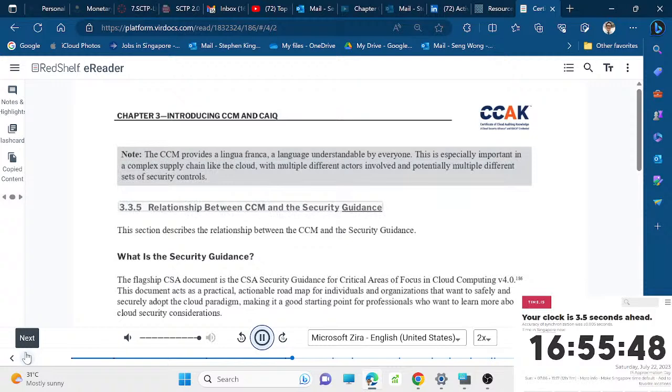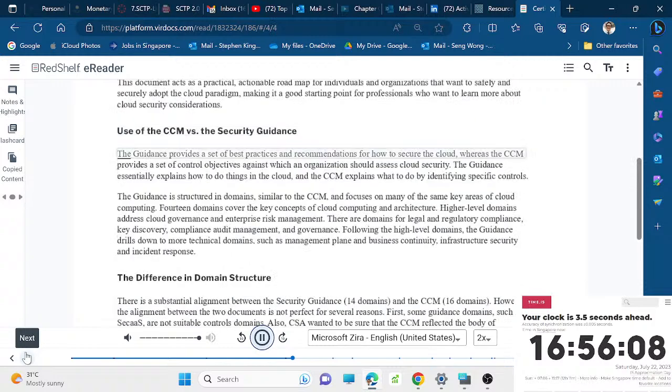3.3.5 Relationship between CCM and the security guidance. This section describes the relationship between the CCM and the security guidance. What is the security guidance? The flagship CSA document is the CSA Security Guidance for Critical Areas of Focus in Cloud Computing v4.0. This document acts as a practical, actionable roadmap for individuals and organizations that want to safely and securely adopt the cloud paradigm, making it a good starting point for professionals who want to learn more about cloud security considerations. Use of the CCM versus the security guidance.